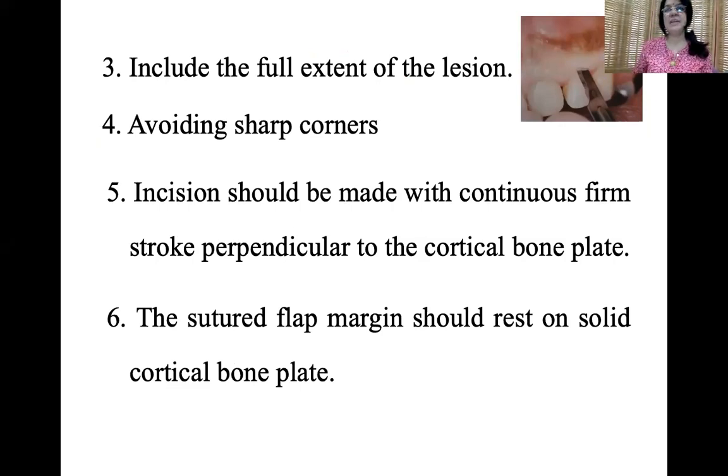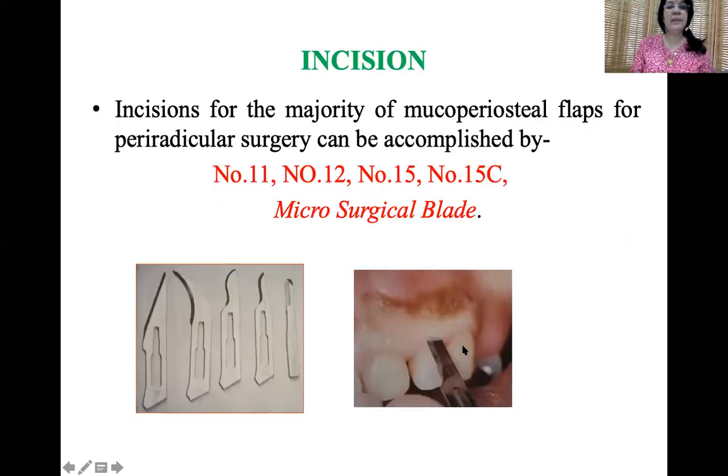Like if the lesion is 1 centimeter long and you have just made a 2 mm long incision, it doesn't make sense because you cannot reach the whole extent of the lesion from that narrow opening, unless you are operating under a microscope or doing micro endosurgical procedures. So we have to take that into consideration also. Then you avoid a sharp corner. The incision should be made with a continuous stroke. That is, it should be a clean incision, and you should do it properly, following all the surgical protocols.